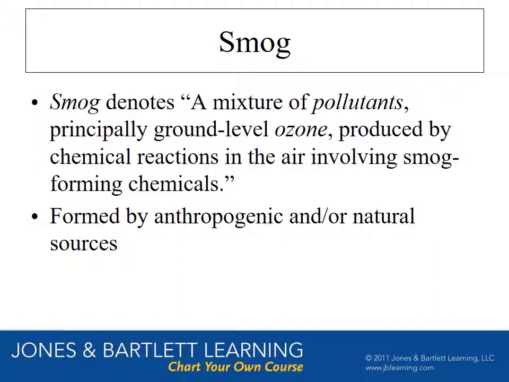Many pollutants we might actually be able to visually see. A common one that we think about is smog. It's a mixture of pollutants, usually ozone at the ground level, which produces chemical reactions involving nitrogen oxides, heat, and sunlight. And it produces this sort of misty, smoky-looking haze. Smog can be formed by human activities, or there are sources that allow smog to form that are natural.